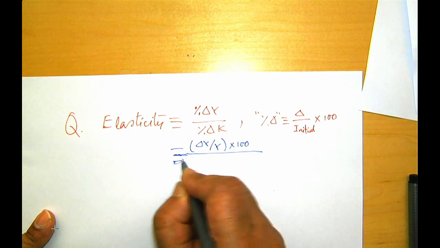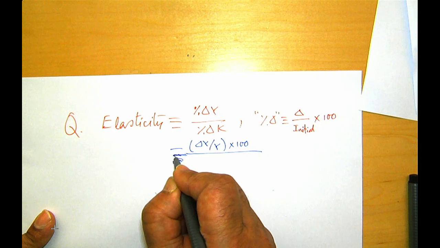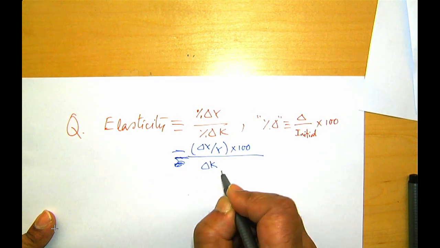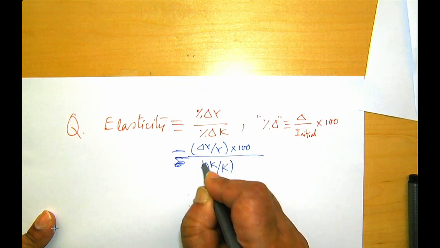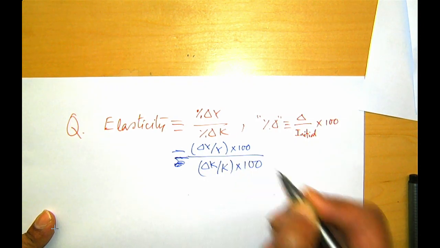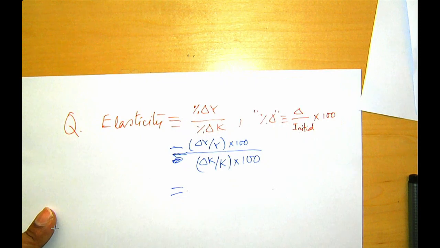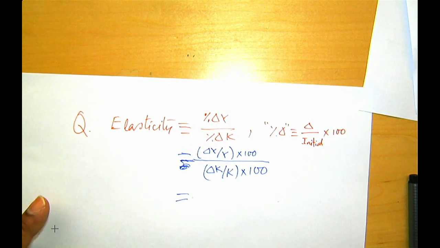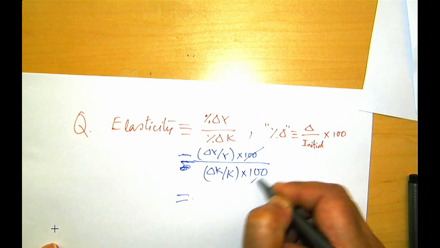And now divide that by, sorry, this is an equality, it should be percentage change in capital. Question? Okay. This 100 will cancel, right?